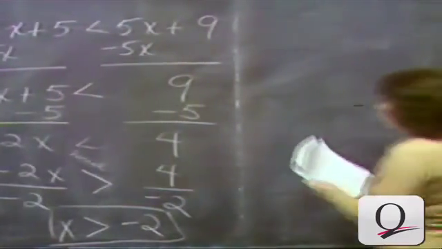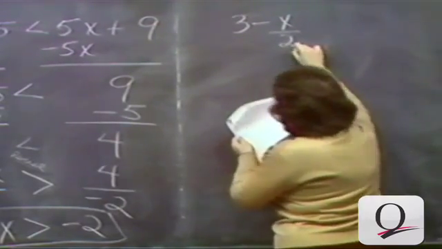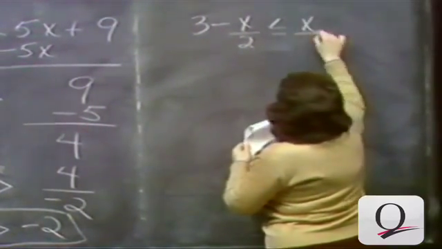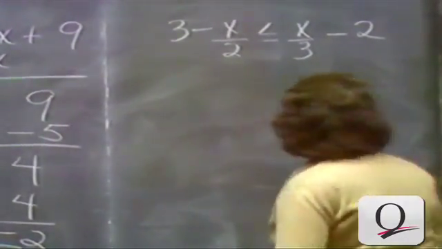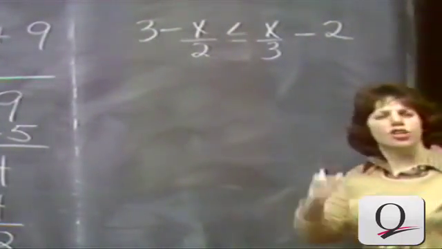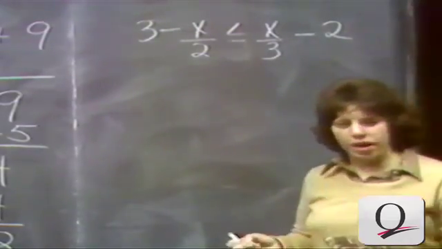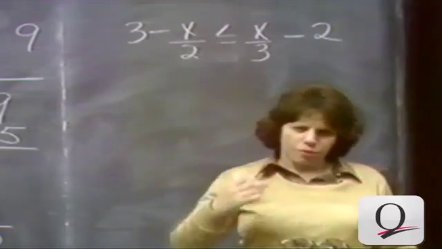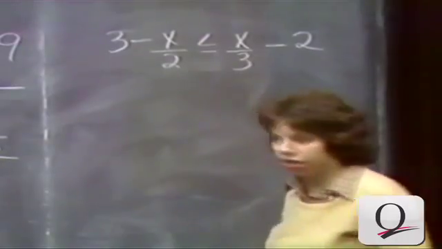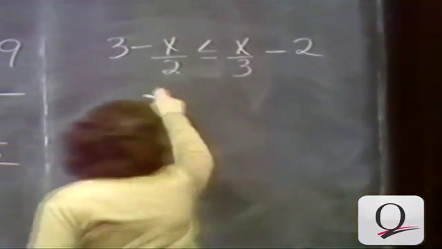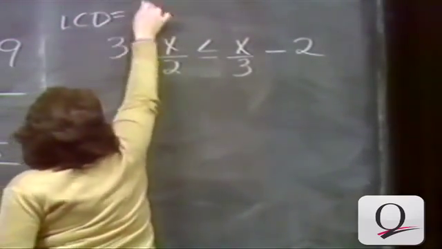Okay, let's try another example. 3 minus x over 2 is less than or equal to x over 3 minus 2. And for the first time, we see an inequality with fractions. Well, you know how you'd solve an equation with fractions. You would first try to multiply both sides of the equation by the lowest common denominator. In other words, multiply both sides by a number that would clear fractions. And we're going to do the same thing here. In this particular case, we have halves and thirds. We have 2 and 3 in the denominator, and the lowest common denominator is 6.